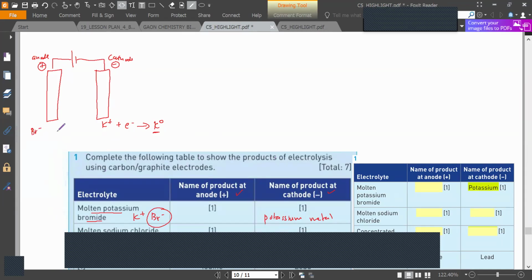At the anode, we have this bromide. Again, we will remove the charge. How do we remove the charge? We remove the electron. We get Br2, so we need to remove two electrons, so this is 2. So we'll get bromine. Our answer is bromine here.